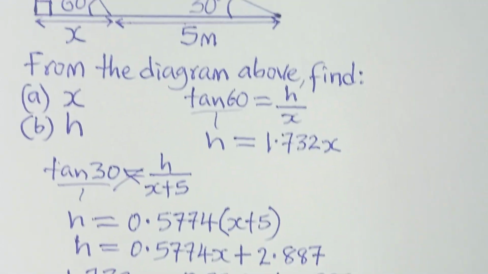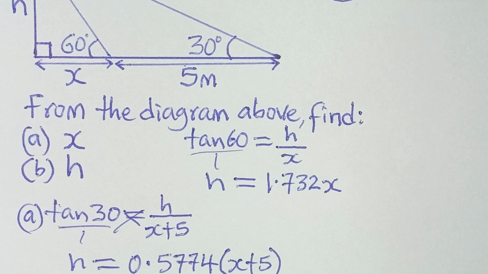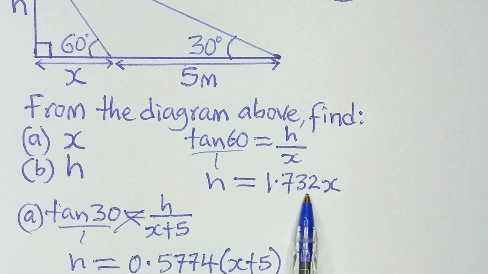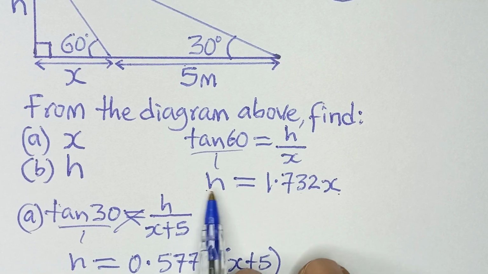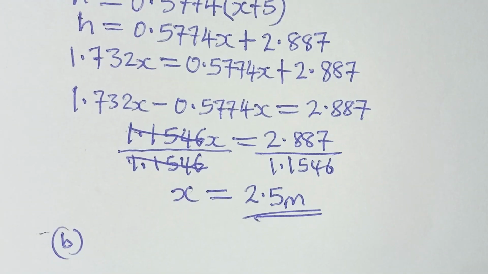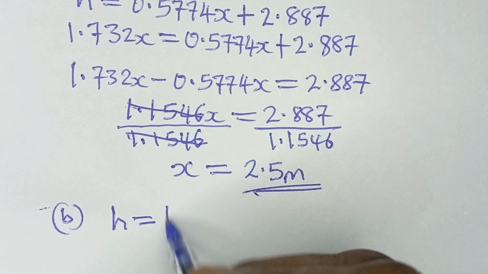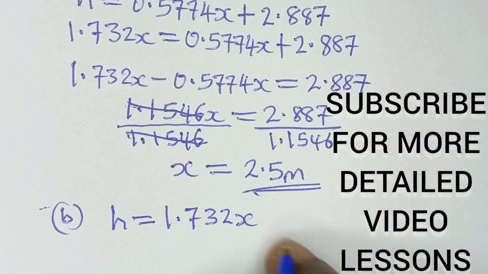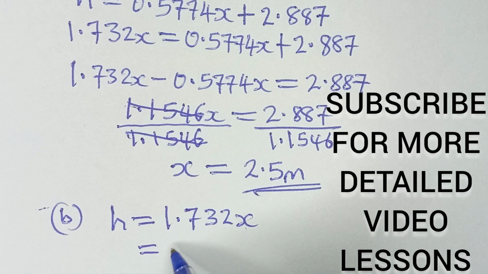Don't forget that A is asking us to find x, and we have just done that with this question A that we have solved. Now let's move on to the B that says we should find the value of h. Don't forget, from here h is equal to 1.732x. That is h. So I'm going to take this part now and use it to obtain the value of h. So I'll write it out now as h is equal to 1.732x. That is what we obtain from the smaller triangle. But we already know the value of x as 2.5.